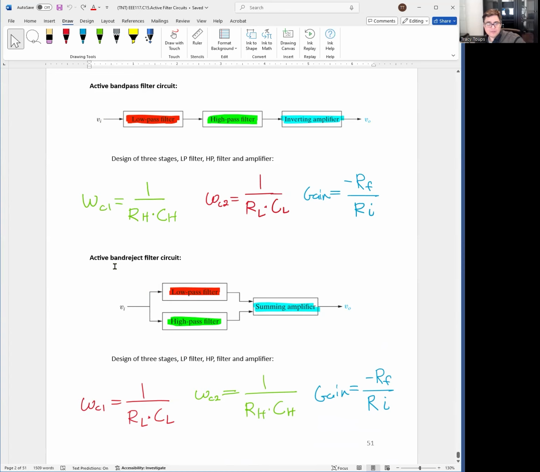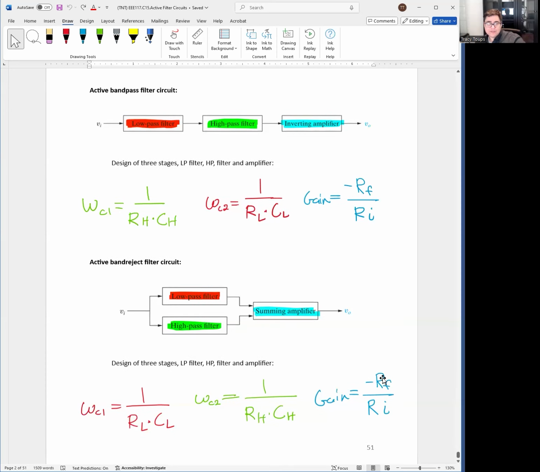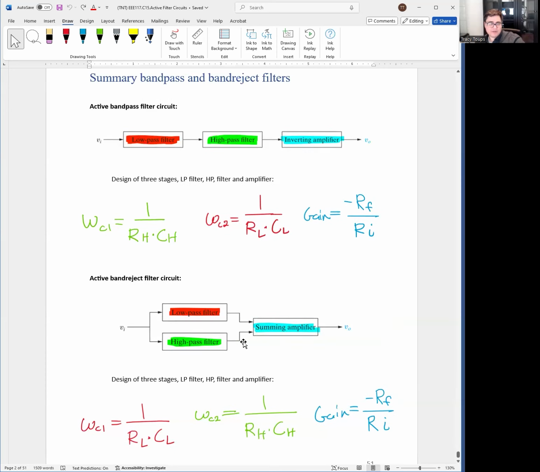That's pretty straightforward. For the band reject filters, the low pass and high pass filters are kind of swapped in what their duties are. For here, the low pass filter is in charge of the lower cutoff frequency. Omega C1 is equal to 1 over RL times CL. A high pass filter stage is responsible for the higher end cutoff frequency, omega C2, which is equal to 1 over RH times CH. And at the end, you have a summing amplifier, which is a gain of negative RF over RI. Okay. So overall, it's just some extra pieces put together, but design-wise, it's not too complicated. As long as you just go stage by stage. Don't try to do everything at once. Just go do 1, then 2, then 3, and then put it all together.